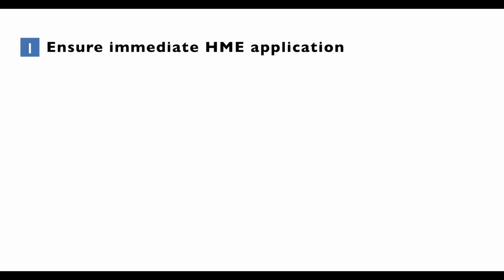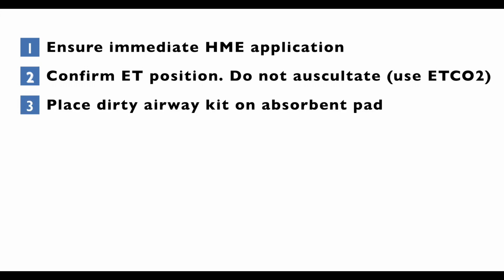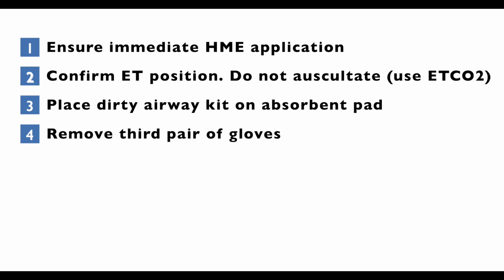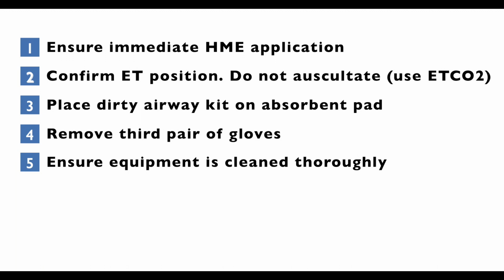7. Post-intubation. Ensure immediate HME filter application. Confirm correct ET tube position. Do not auscultate; use end-tidal CO2 and chest expansion. Place dirty airway kit onto Inco pads, which can then be wrapped around the laryngoscope blade. Remember to remove your third pair of gloves. Ensure equipment is cleaned thoroughly before leaving the room.